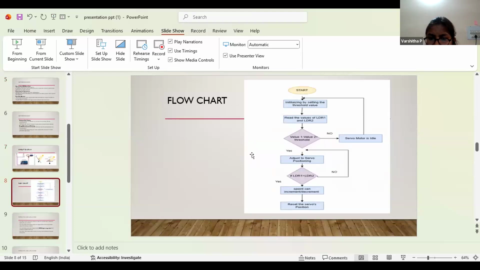And in the flowchart, we can see that initially we set the threshold value and read the values of LDR1 and LDR2. Then we compare the LDR1 value and LDR2 value, so we adjust the servo motor toward the higher one, and the angle can increment and decrement. So here the servo motor rotates the panels according to the intensity.